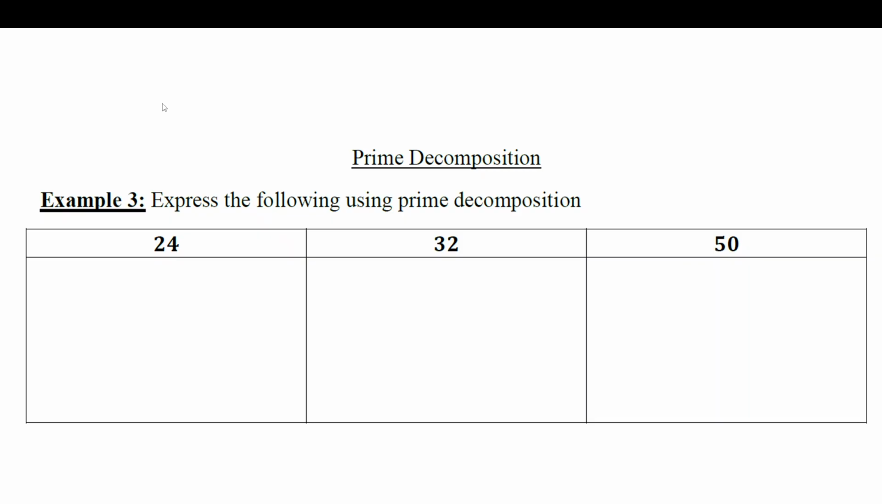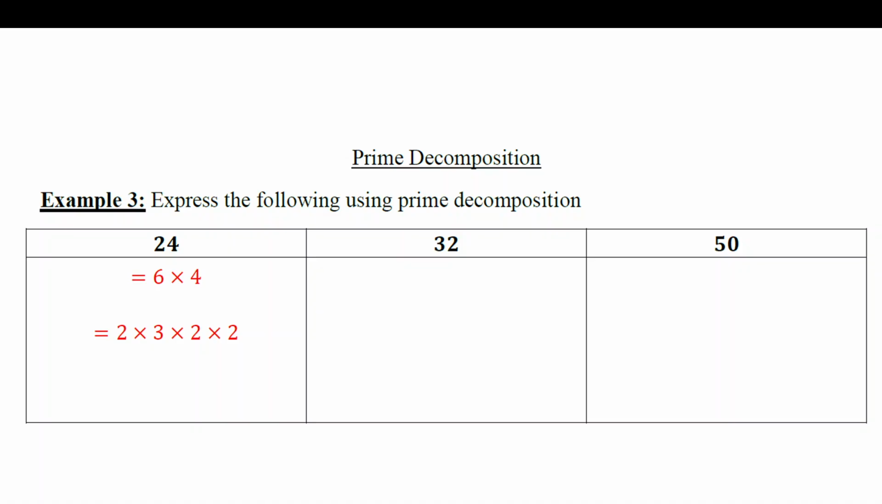So now we move on to prime decomposition, and all we're really going to do is break down each of these numbers into as many prime factors as we possibly can. So firstly, just pick any two numbers that you know multiply to give us 24. First thing I can think of is 6 times 4. Now let's see if we can break down each of those numbers. So 6 can be multiplied with 3 and 2, and 4 can be multiplied with 2 and 2.